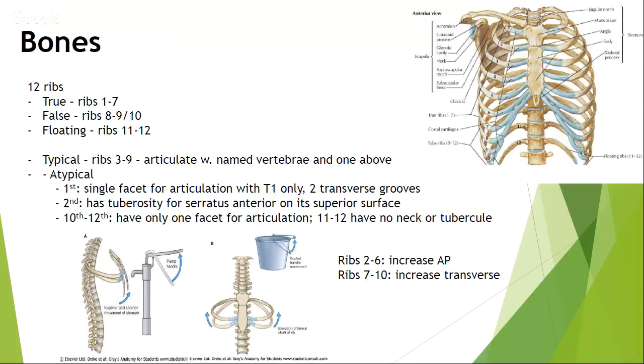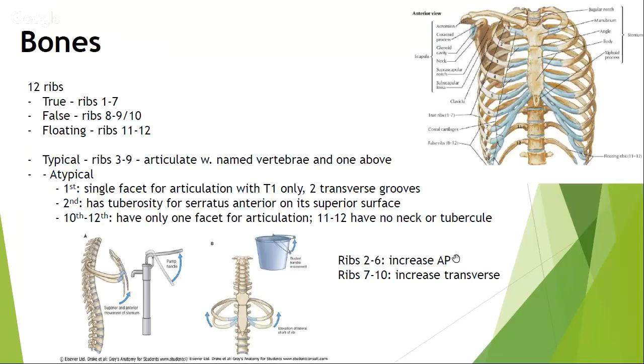So true ribs, ribs 1 to 7, they articulate with the sternum through their own costal cartilage. Then false ribs 8, 9, 10, and then floating ribs 11 and 12 don't articulate at all. You've then got the split between typical and atypical. So typical ribs 3 to 9, they articulate with the numerically corresponding vertebra and the one above. And then atypical ribs 1, 2, and then 10 to 12. So 1 articulates with only one rib, 2 has the tuberosity for serratus anterior, 10 to 12 also only have one facet for articulation with the numerically corresponding vertebrae.